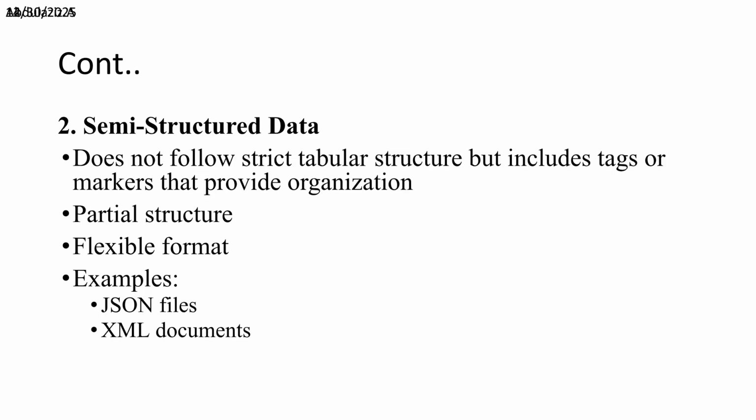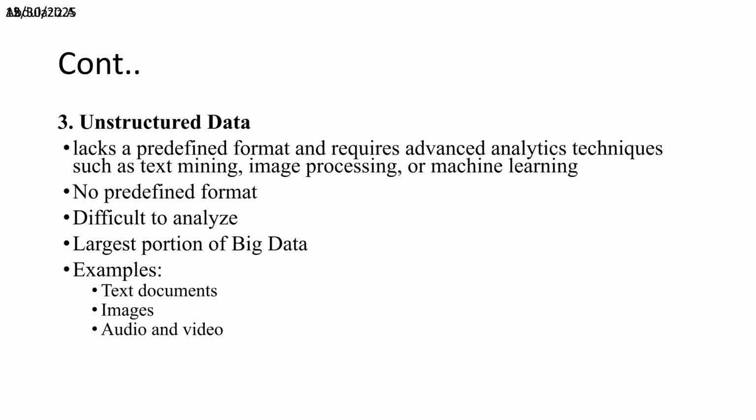Semi-structured data does not follow a strict tabular structure, but includes tags or markers for organization. It has a partial and flexible format, with examples being JSON files and XML documents. Unstructured data lacks a predefined format, making it difficult to analyze without advanced techniques like machine learning. This data type forms the largest portion of big data, including text, images, audio, and video.